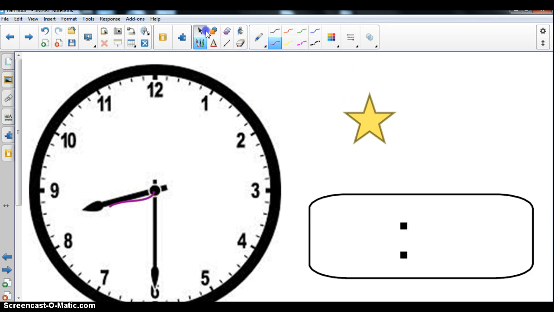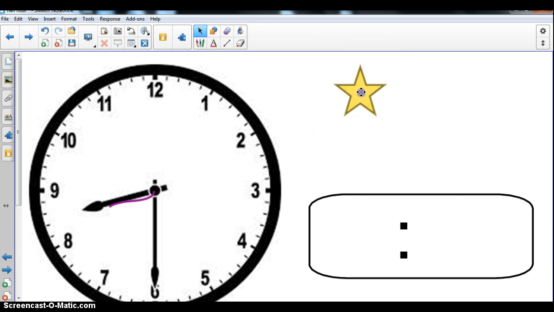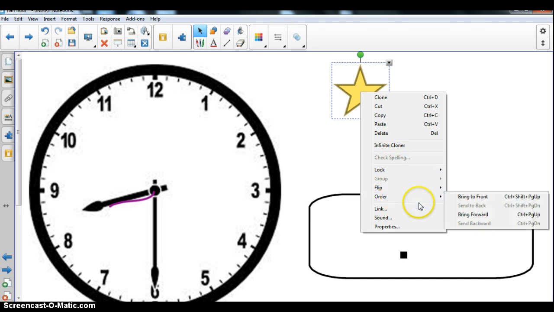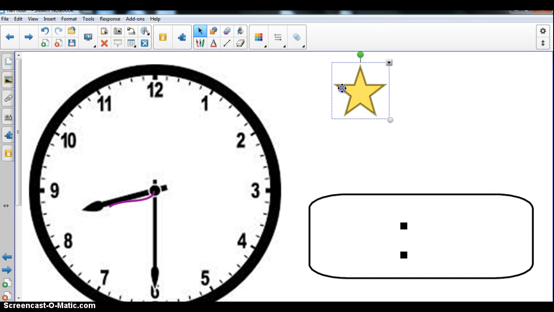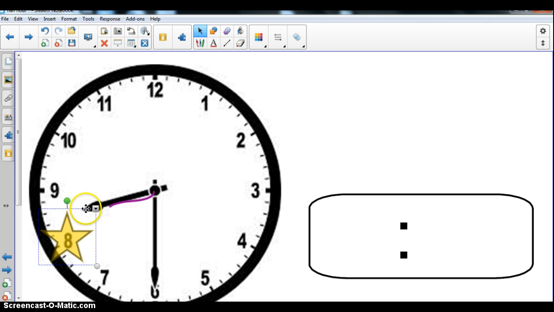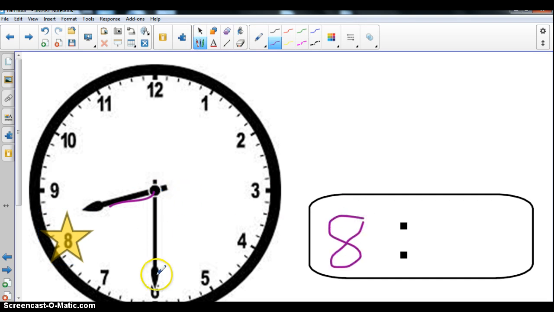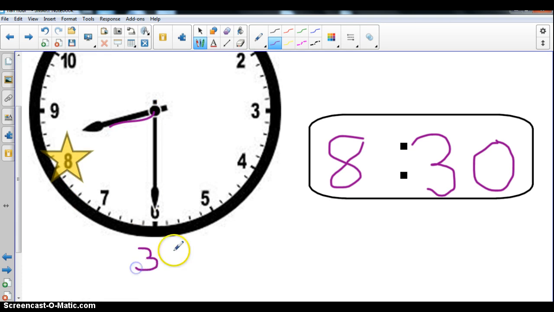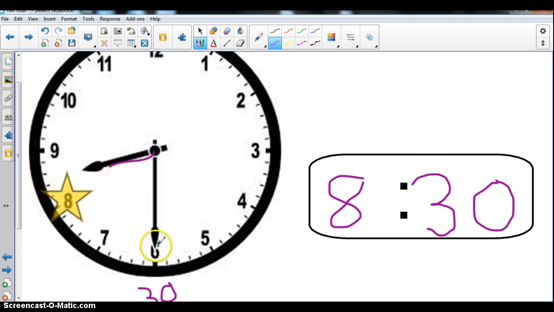If you said that the hour that you say is 8, because the hour hand hasn't reached the 9 yet, plus 8 is smaller. If you said it was 8 and the minute hand's on that 6, it's halfway around, so we say 30. If you wrote 8:30, you know that you are right, because anytime that minute hand is on the 6, the long hand, we say 30. We look at the hour hand, 8:30.